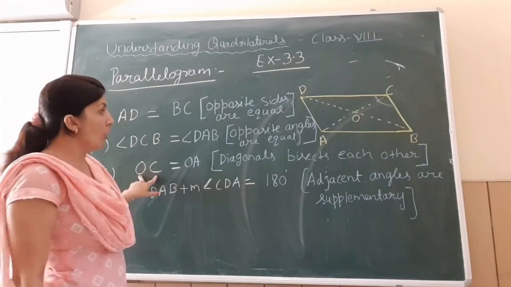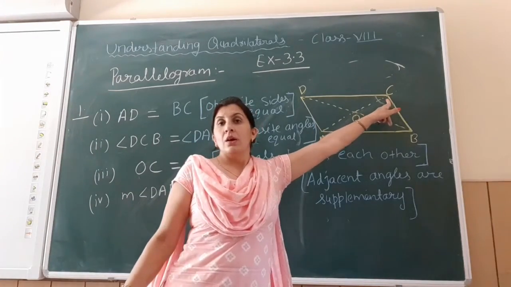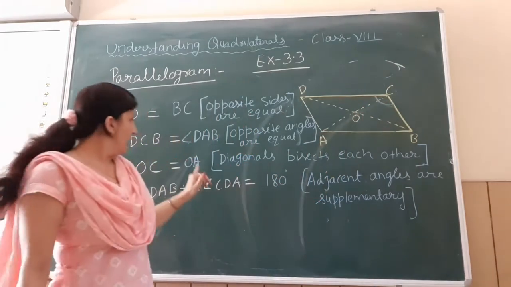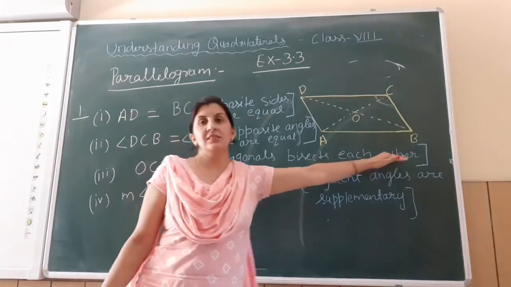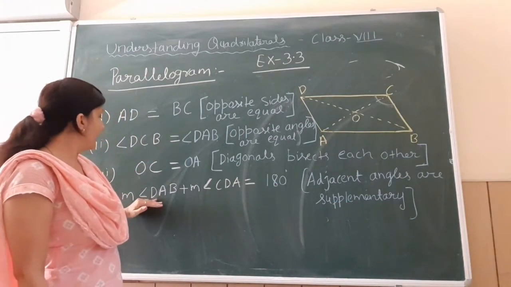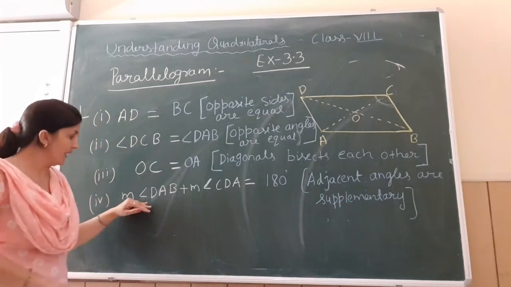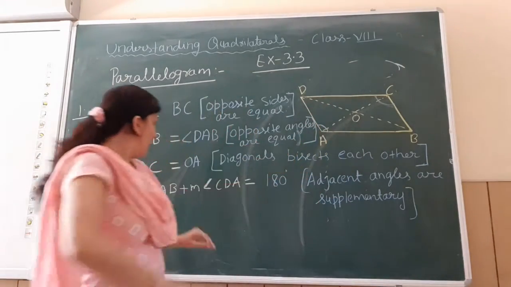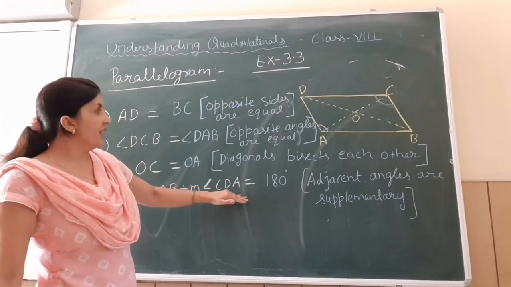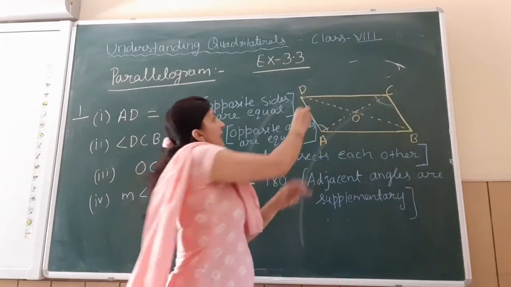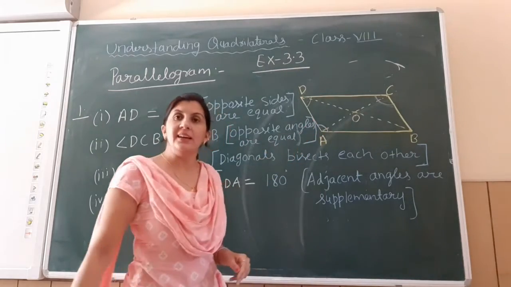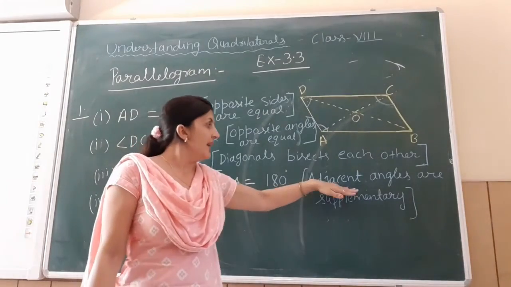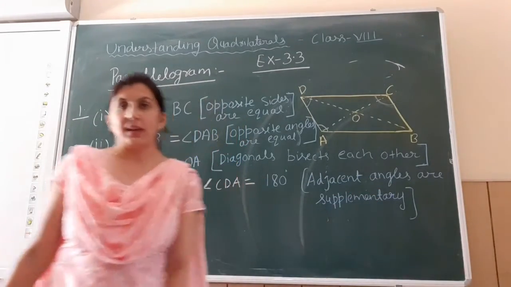OC is half part of the diagonal, so it will be equal to OA. Diagonals bisect each other. Next is measure of angle DAB plus measure of angle CDA. Both are adjacent angles and adjacent angles are supplementary. So their sum will be 180. Adjacent angles are supplementary angles.